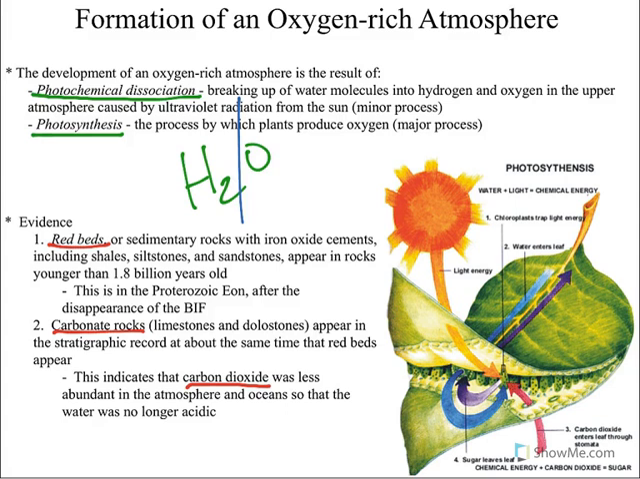Which, interestingly enough, we see both red beds and carbonate rocks appearing in the rock record 1.8 billion years ago. So this tells us about 1.8 billion years ago we have enough free oxygen in the atmosphere that the Earth definitely changed.